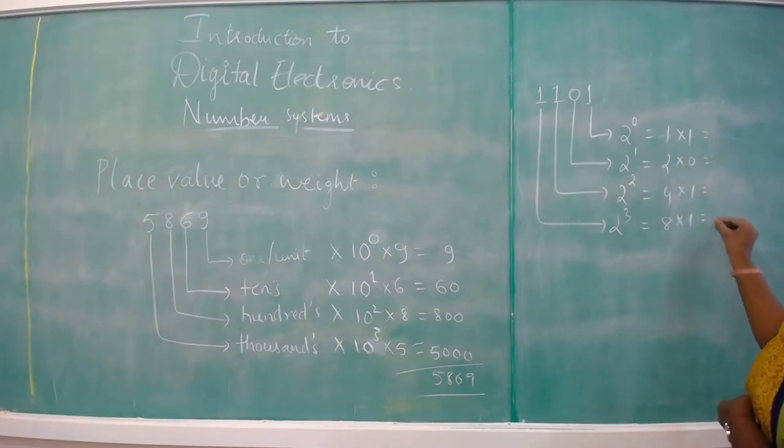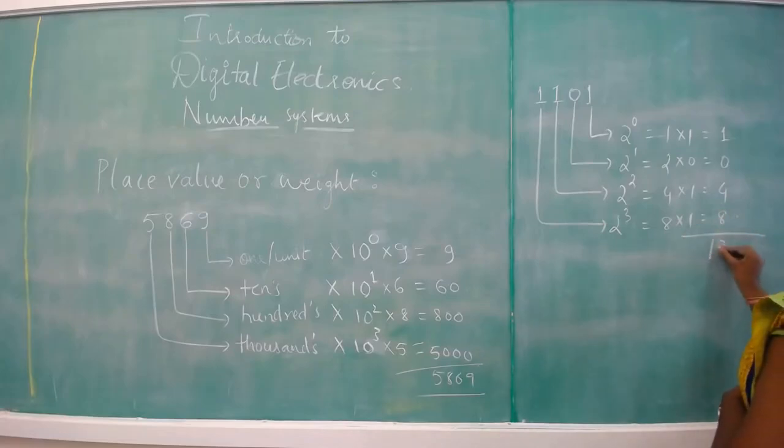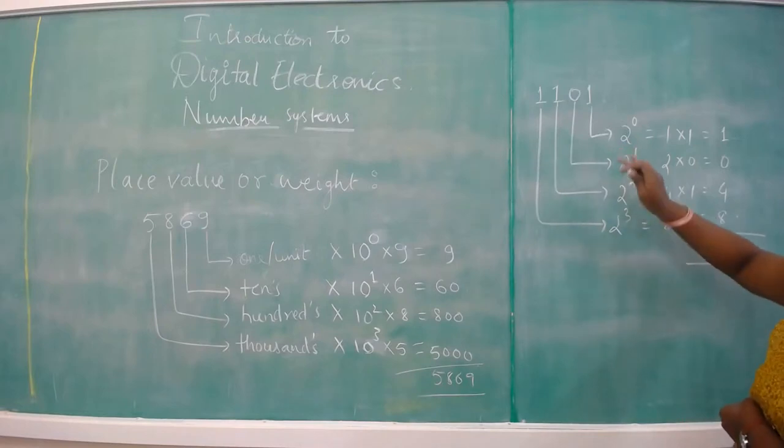So what value is it now? 1, 0, 4, and 8. So what total does it make? It makes 13. Okay. So this is the place value.